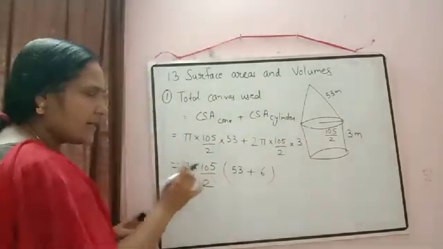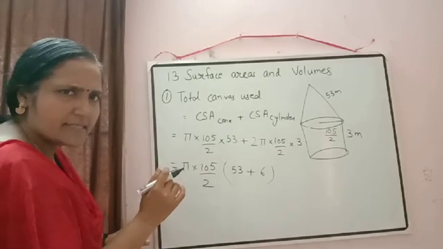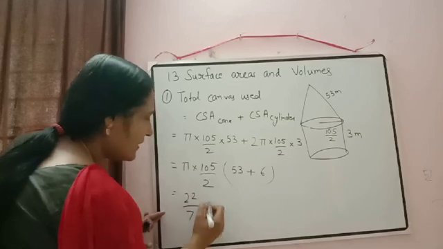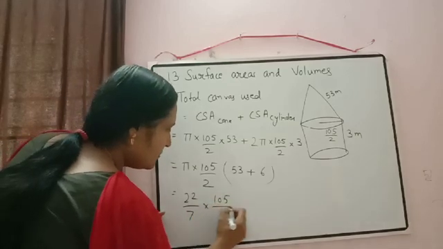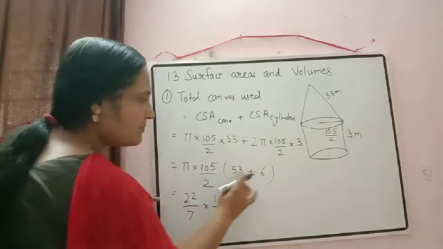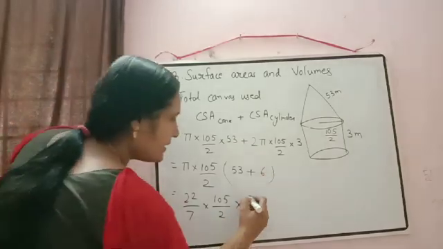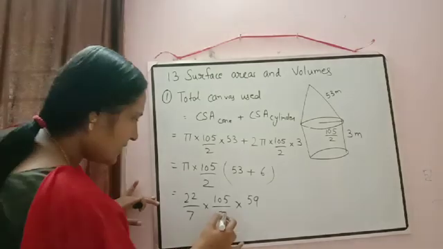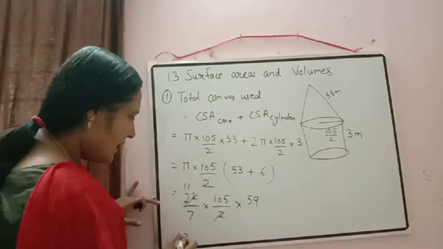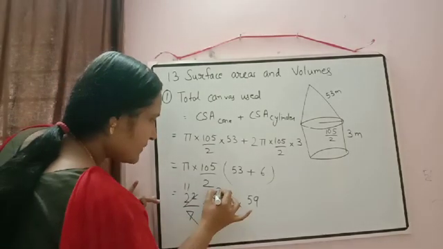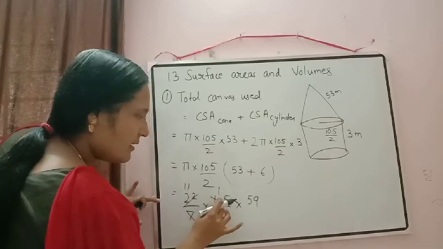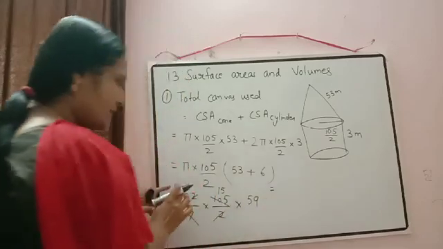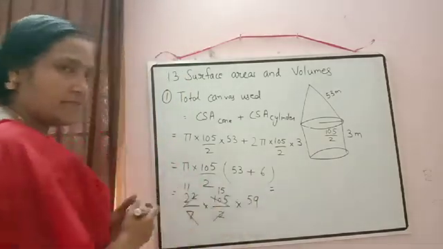Now, checking 105, I think it is divisible by 7, so we will take pi as 22 by 7. So 22 by 7 into 105 by 2 into 53 plus 6, which will be equal to 59. Now we can do the cancellation. This one will get cancelled, leaving 11 and then 7; 7 ones are 7 and 7 fives are 35. Now we have to multiply 11, 15 and 59.